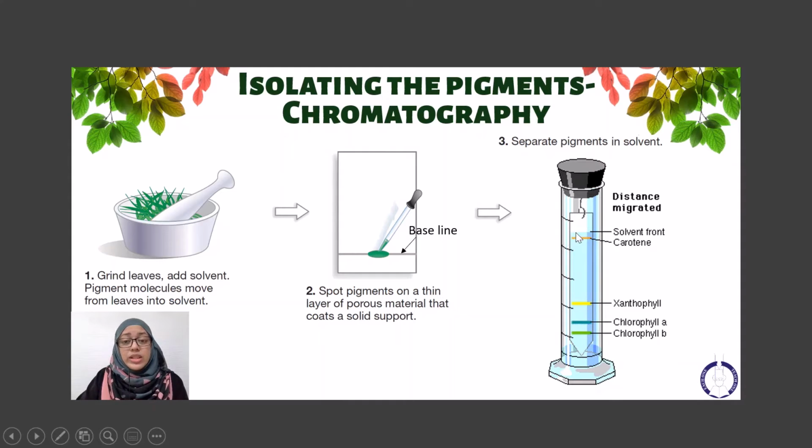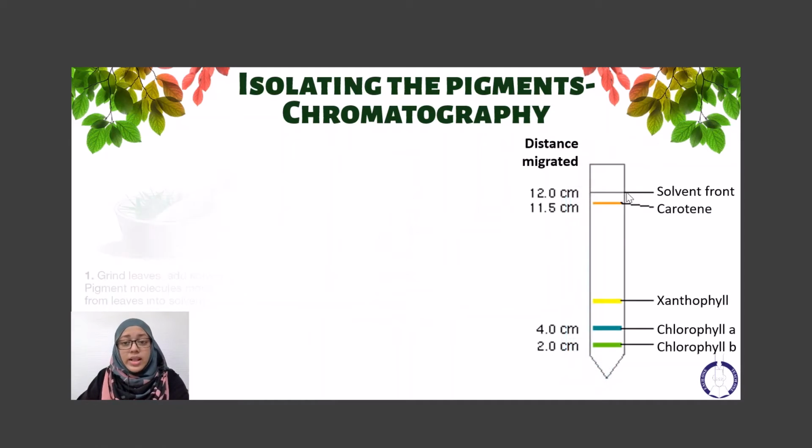So before this solvent reaches the edge of the paper, you're going to take it out and mark where the solvent was at the last point. So that's the solvent front, and you're going to also identify the position where those different lines were found, and mark those distances from the baseline. So the solvent front is marked and the positions of those pigments are marked as well.